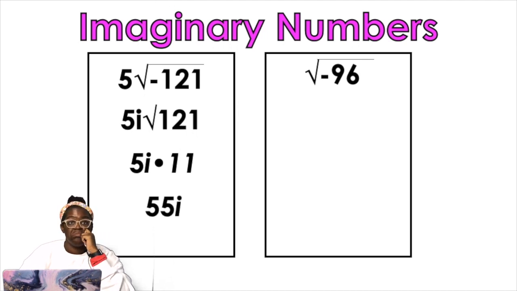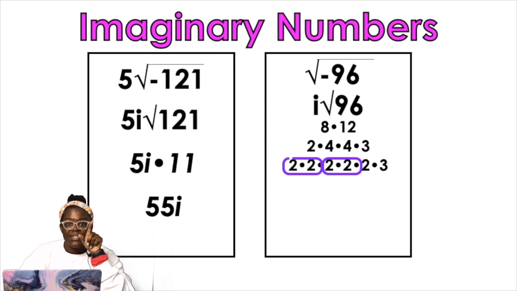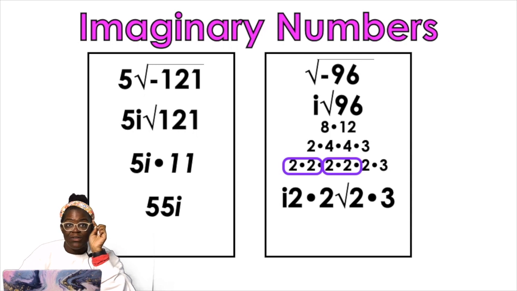Boom. So then I have negative square root of negative 96. We're going to take the i out. Anytime I have a negative under a radical, I take the i out. And we break apart 96. 8 times 12, 2 times 4 times 4 times 3, 2 times 2 times 2 times 2 times 2 times 3. Doubles go outside, singles stay inside, right? So I take 2 2s outside, and that i is outside. On the inside, the singles stay inside, so I have a 2 and a 3 on the inside, right? So 2 times 2 is 4. 2 times 3 on the inside is 6. Make sure you don't forget that i in your answer.